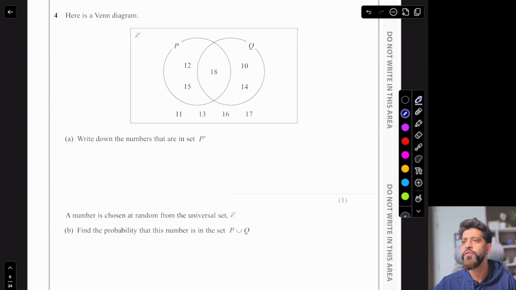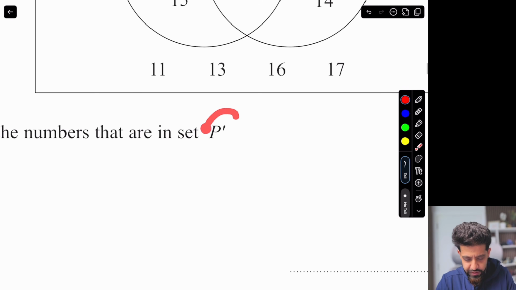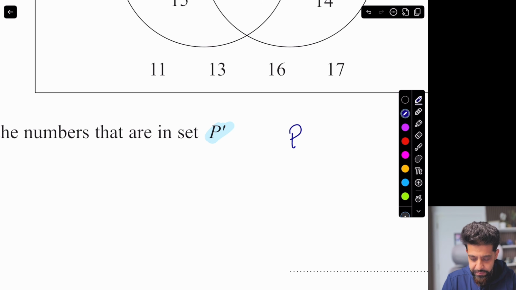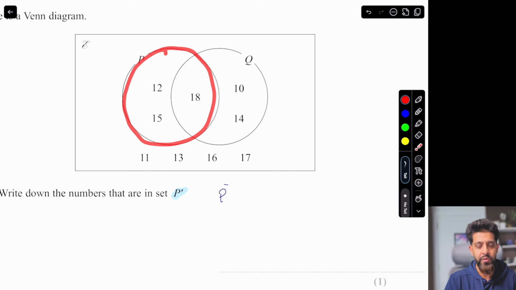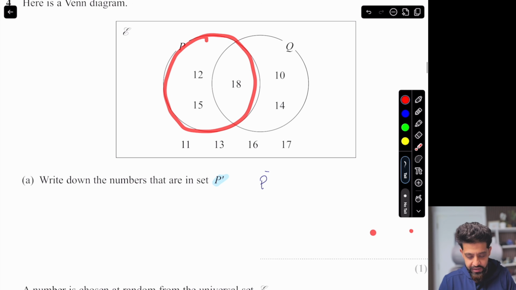All right, question number 4, Venn diagrams. All right, write down the numbers that are, what does this mean? A lot of students get confused with these. So I'm going to break it down for you here. If you have P, that means within the circle of P. The moment you add a dash, it means not P. So not inside this circle. So we're looking for numbers that are not inside the circle. As the question says, write down the numbers that are in set not P.